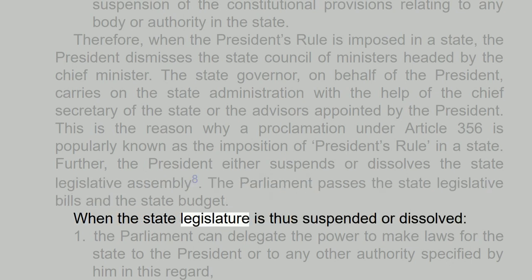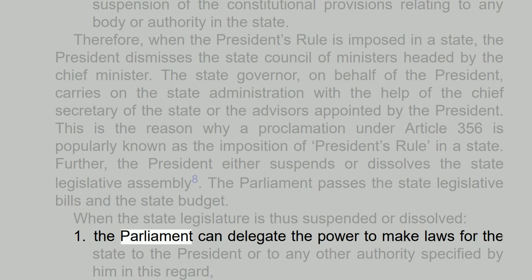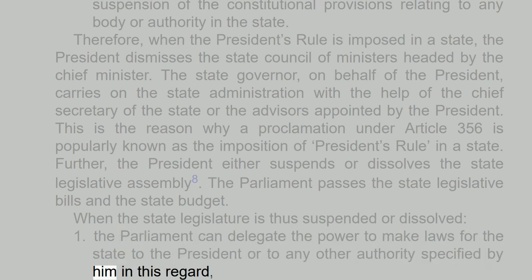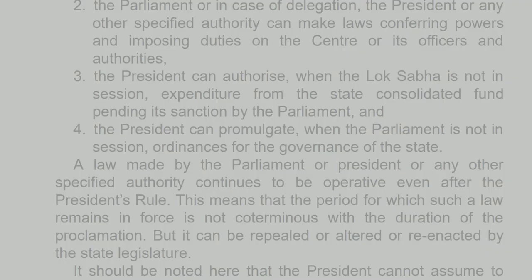When the state legislature is thus suspended or dissolved, 1. The Parliament can delegate the power to make laws for the state to the President or to any other authority specified by him in this regard. 2. The Parliament or in case of delegation, the President or any other specified authority can make laws conferring powers and imposing duties on the centre or its officers and authorities. 3. The President can authorize, when the Lok Sabha is not in session, expenditure from the state consolidated fund pending its sanction by the Parliament. And 4. The President can promulgate, when the Parliament is not in session, ordinances for the governance of the state.